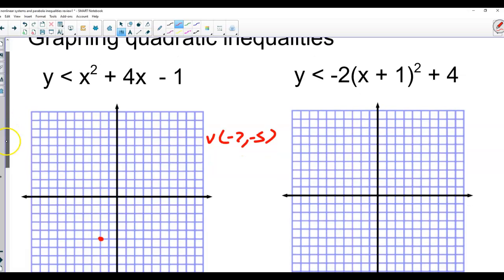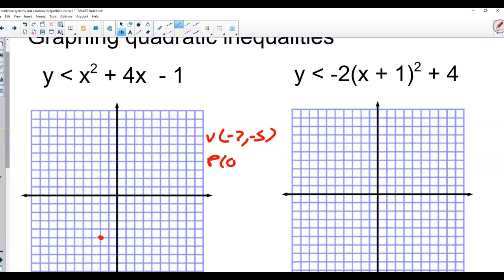My other points are easy. One point is 0, negative 1. You plug 0 in for x, you get a negative 1. My second point is just symmetric. It's negative 4, negative 1. I went 2 to the right, so I need to go 2 to the left. It's a dotted line. And I've got to recognize where the 0, 0 is. The 0, 0 is here.